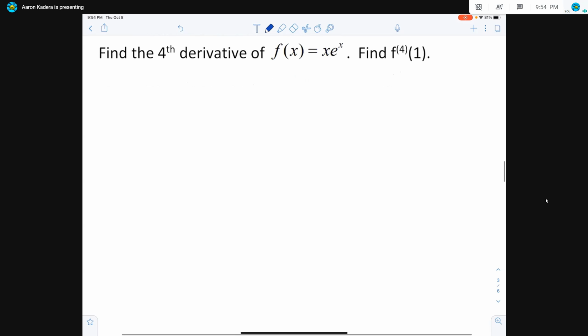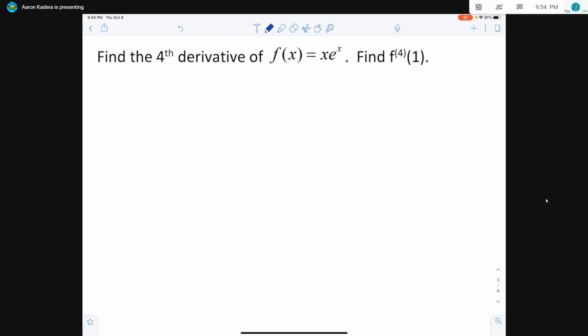Next example, we have another product. So I'm still in a product rule, and I'm again introducing you to some new notation. You'll see this f of 4 thing. So what that stands for is the fourth derivative. Notice that the problem says find the fourth derivative of f, and then it says evaluate the fourth derivative of f at 1. So that little 4 stands for the fourth derivative.